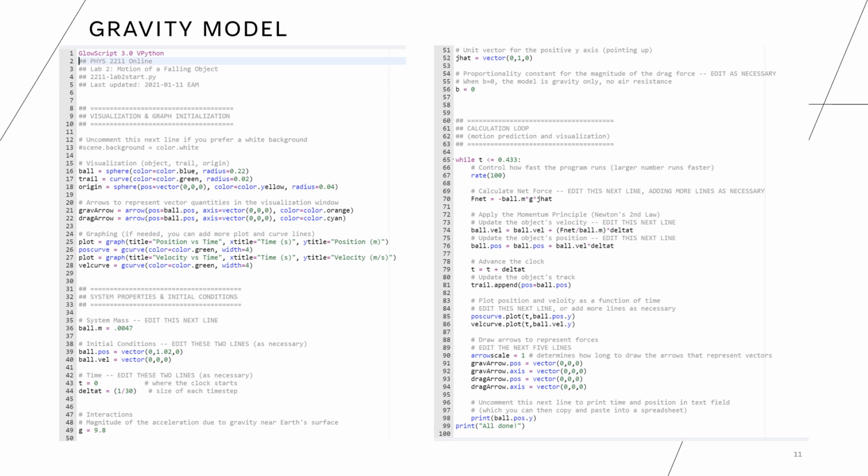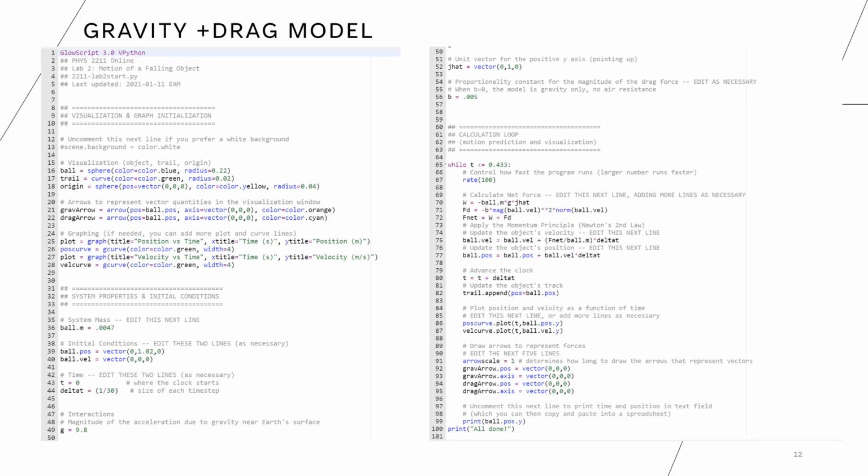In line 65, I changed the total time to be 0.433 seconds, and in lines 69 through 76, I changed the values so that the code would reflect the relevant forces acting upon our system. In the gravity plus drag model, the only real changes I made were in line 56, where I updated the proportionality constant, and in lines 69 through 72, where I updated the relevant forces for this model, respectively.